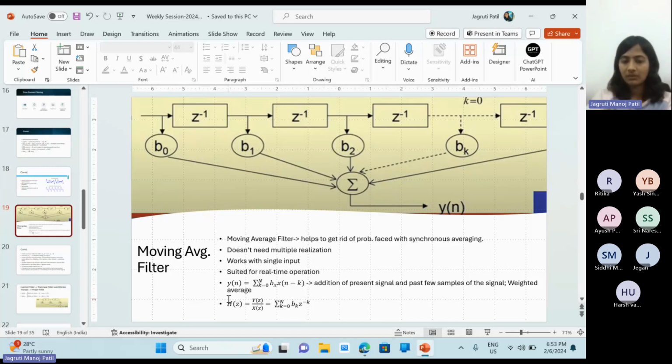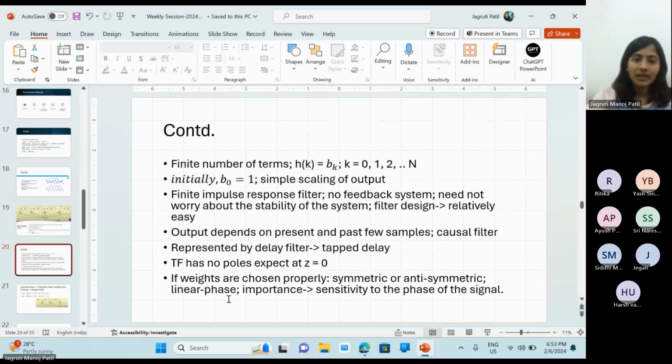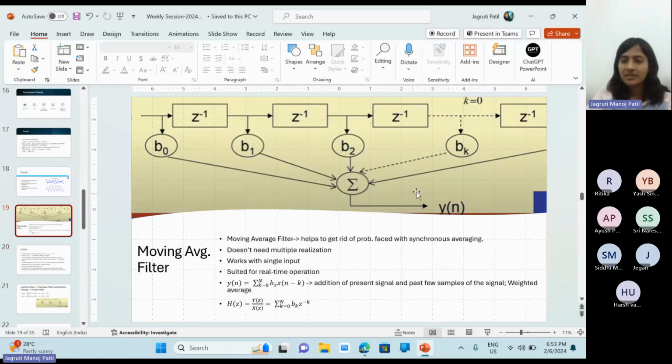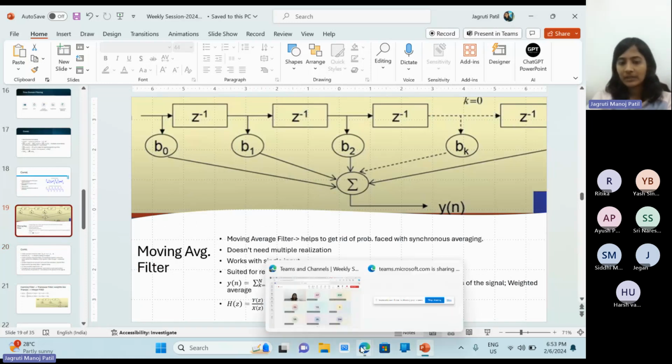So this is how it plays a role. The same thing that we saw there, that it has a finite number of terms. Initially, for simple scaling, we take b naught equals 1, so that it varies from 1 to 10. This was a type of finite impulse response. You might have seen that there's no feedback that is given back. So it's like from the output y of n.